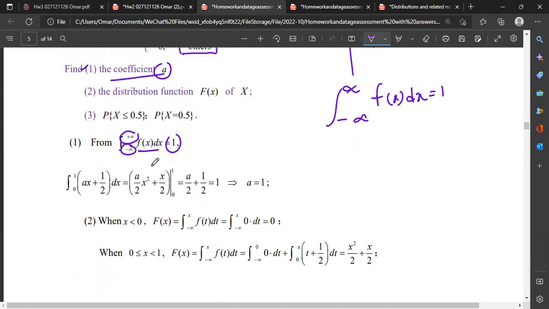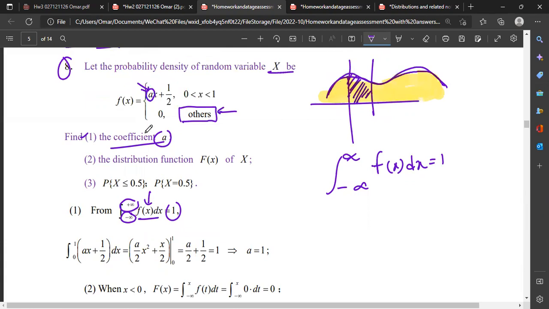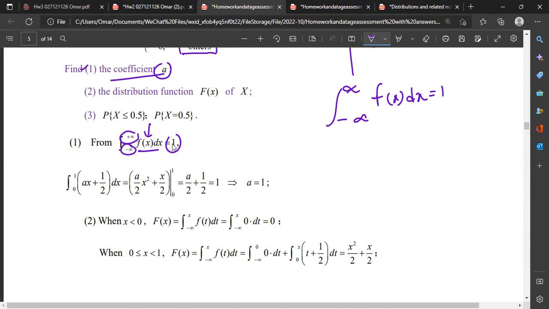And then f of x is the function that is given here, ax plus 1 by 2. So we integrate this function. Integration of ax will be ax squared by 2, and integration of 1 by 2 will be x by 2, okay? And then we write down the limit here. The boundary is from 0 to 1, and then we substitute the boundary back. So we get a by 2 plus 1 by 2. This is the integration part. I will not explain this one because we learned this in the previous semester. So this is the total probability.